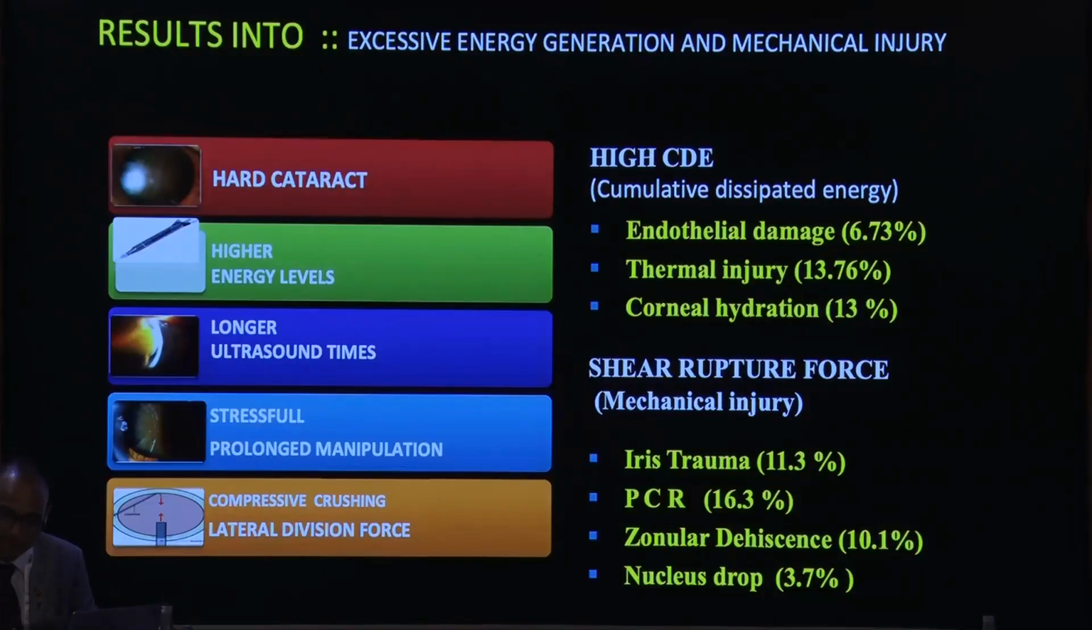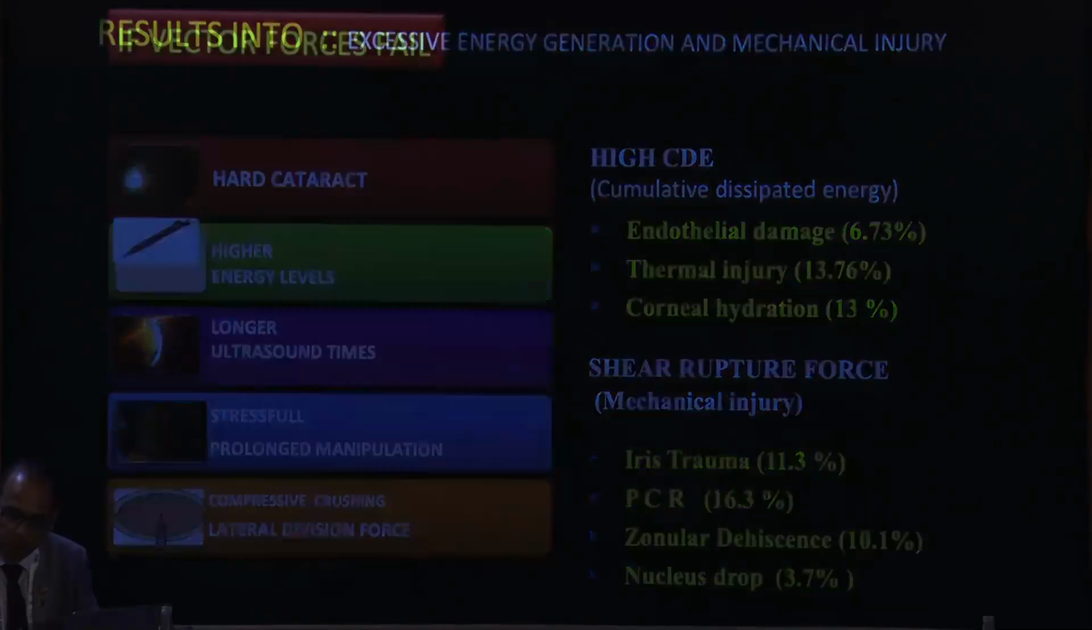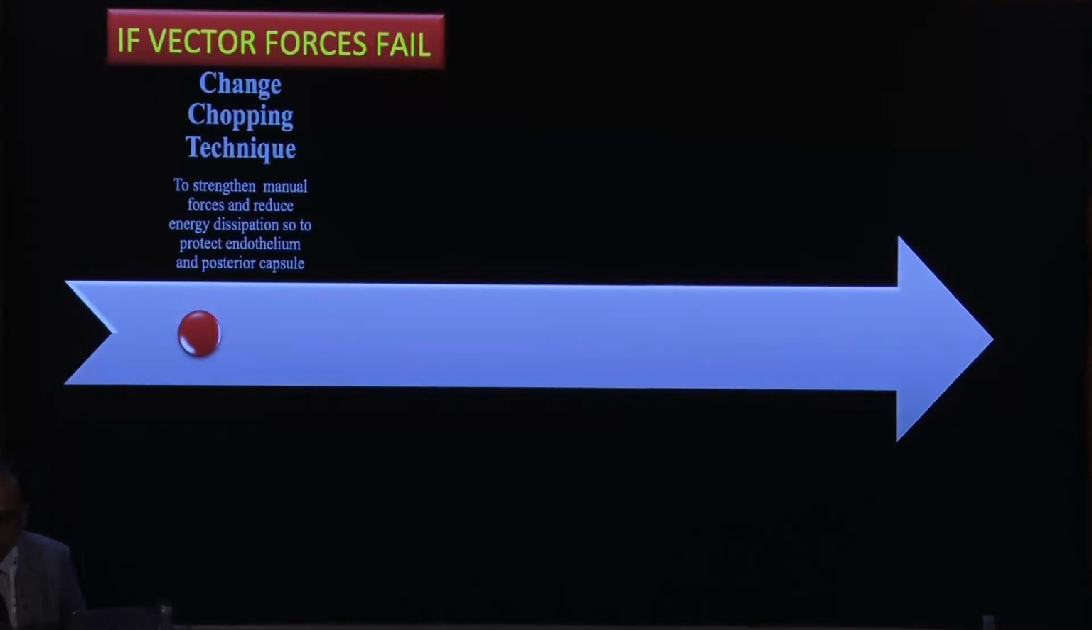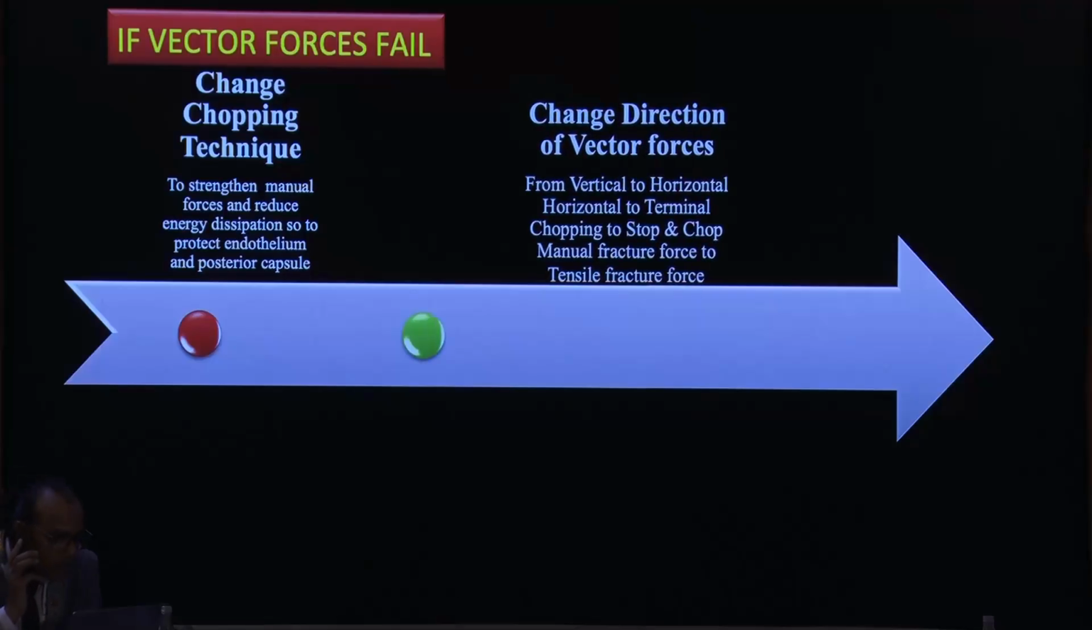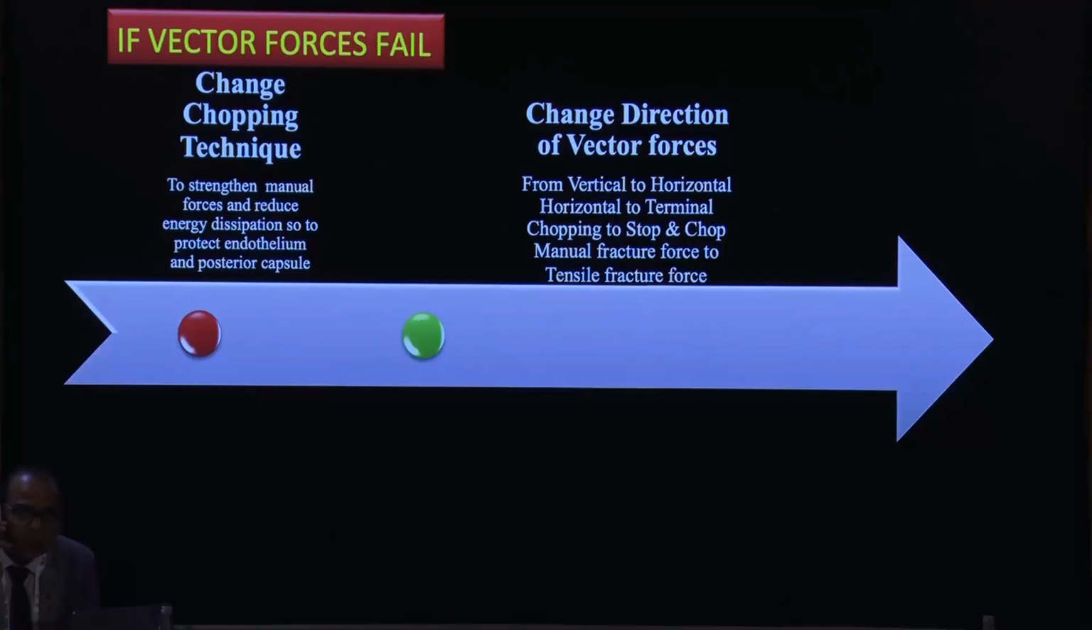Or if you are pulling and pushing too much, you may have shear rupture forces, which could lead to PCR, zonular dehiscence, and nucleus drop also in these cases. So what to do then? If the vector forces fail, either you have to change your chopping technique, or you have to change the direction of the vector forces, like changing from vertical to horizontal, from horizontal to terminal, or stop and chop, or the technique which is more comfortable for you.